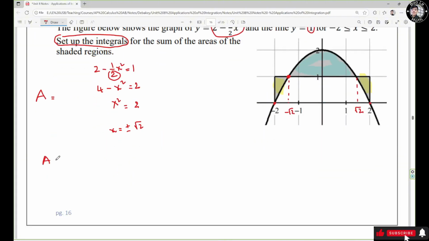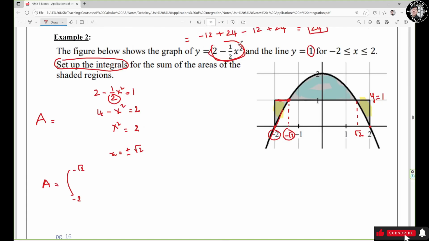So the area becomes the integral from -2 to -√2 of, look at this one right here, the upper one subtract the lower one. The upper one is y equals 1, right? This is y equals 1. The lower one is the function right here, right? So you have 1 minus parenthesis 2 minus 1/2 s squared ds, right?